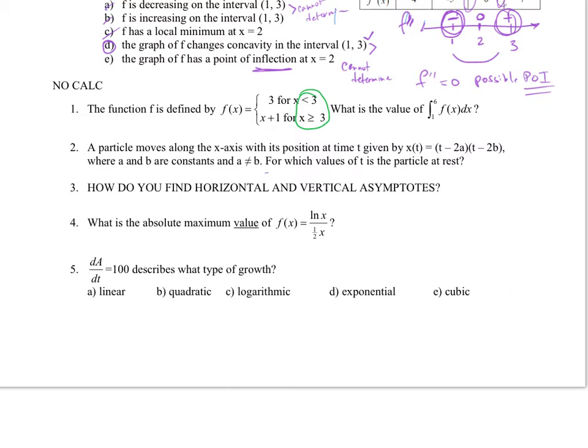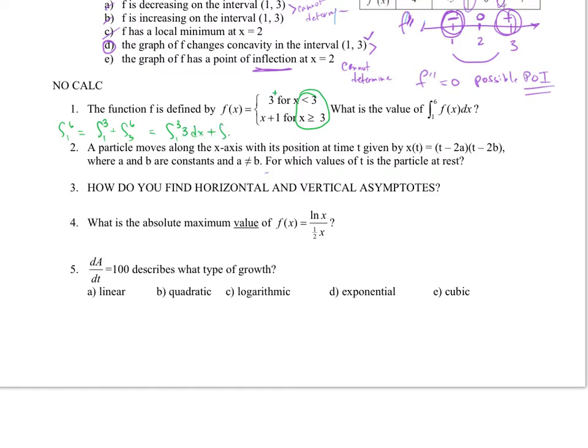So we know that the integral from 1 to 3 plus the integral from 3 to 6 is the full integral from 1 to 6. We can break it apart like that. So on this first one, we're going to say the integral from 1 to 3. And from 1 to 3, this would be for less than 3. I'm looking at this one. So this is 3 dx.